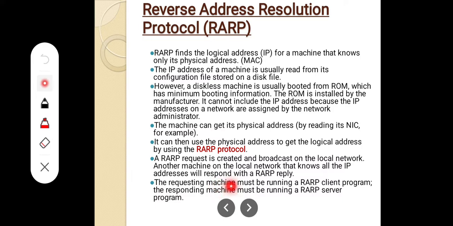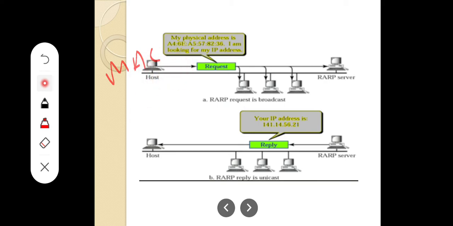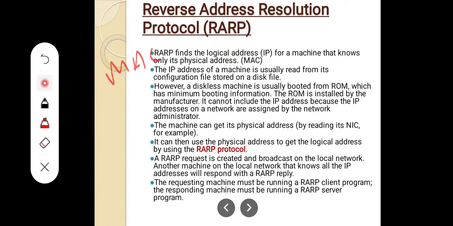The requesting machine must be running a RARP client program, and a responding machine will be running a RARP server program. Okay, so the requesting machine will be having what? This RARP client program. Okay, the RARP server will be running the RARP server program. Okay, so this is the working of the RARP. So clear?